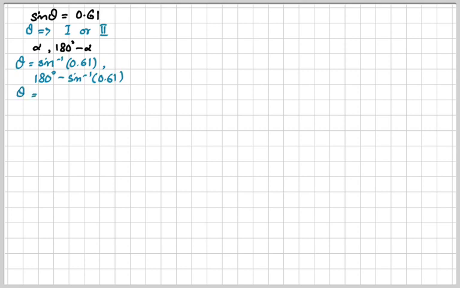Now you should only be needing the calculator. So sine inverse 0.61 is basically 37.6 degrees, and 180 minus that answer becomes 142.4 degrees.